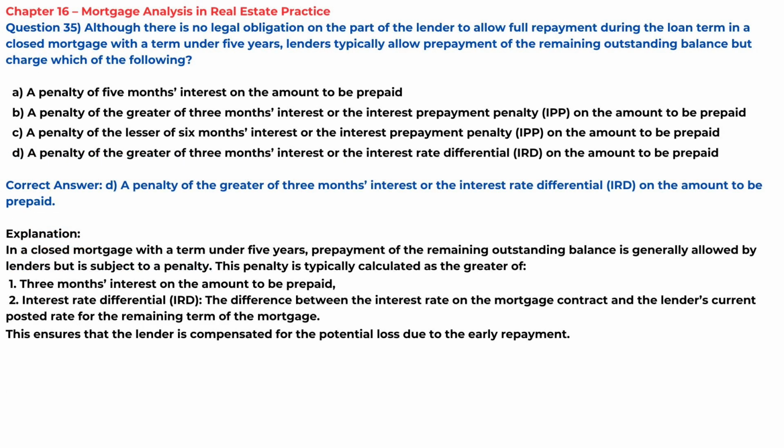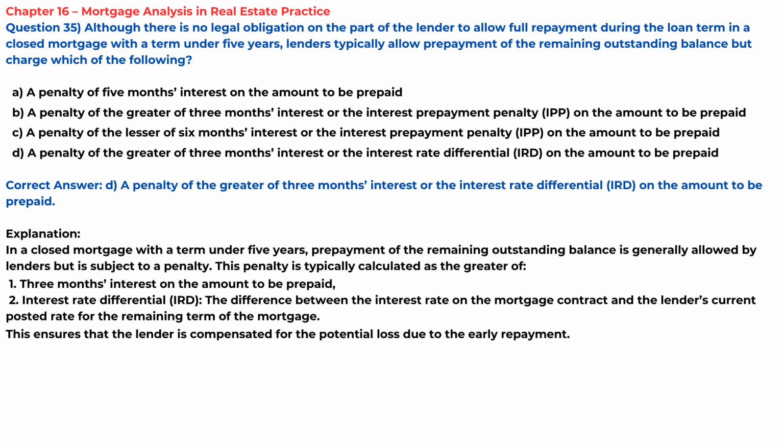Question 35. Although there is no legal obligation on the part of the lender to allow full repayment during the loan term, in a closed mortgage with a term under 5 years, lenders typically allow prepayment of the remaining outstanding balance, but charge which of the following? Correct answer, D. A penalty of the greater of 3 months' interest or the interest rate differential, IRD, on the amount to be prepaid.